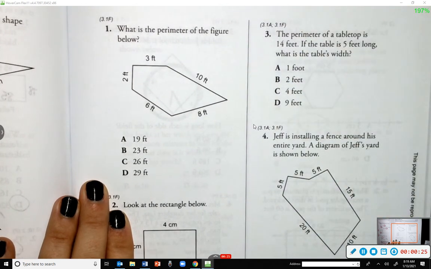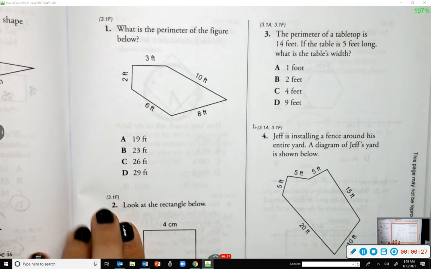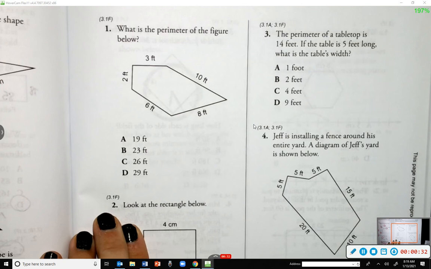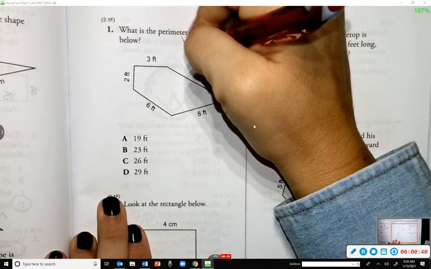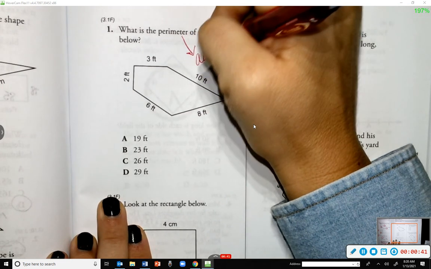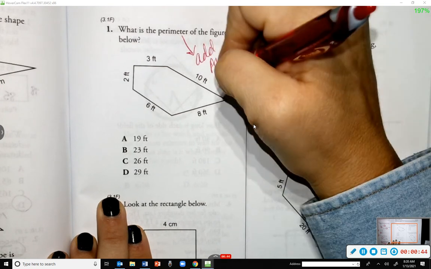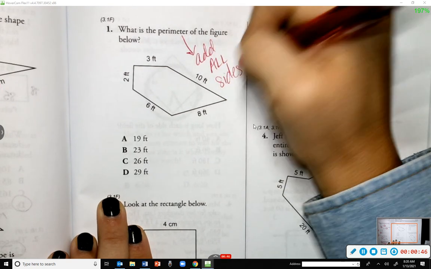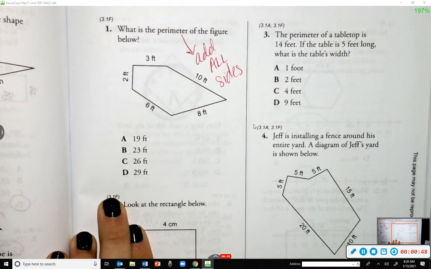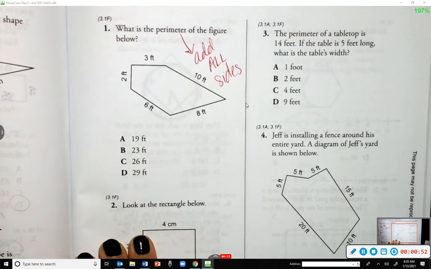Okay, number 1. What is the perimeter of the figure below? So we talked about perimeter yesterday during our warm-up. What do we do for perimeter? Kelsey? Add all the sides. So when you hear perimeter, or it's asking you to find the perimeter, you need to add up all the sides.